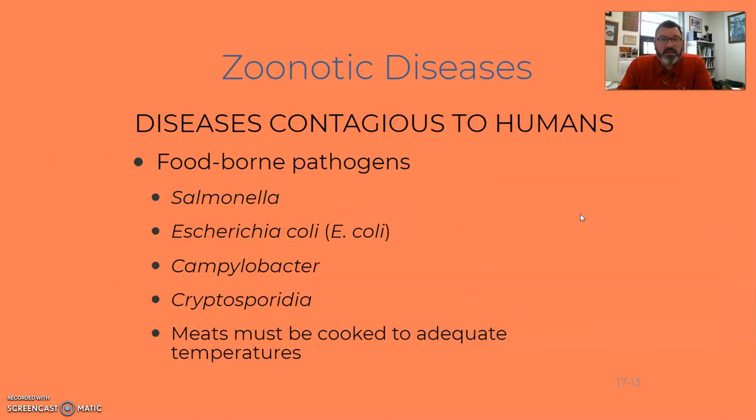A few other things, foodborne pathogens like Salmonella, E. coli, Campylobacter, Cryptosporidia, a lot of these things related to meat product, and so cooking to adequate temperatures will prevent a lot of that.